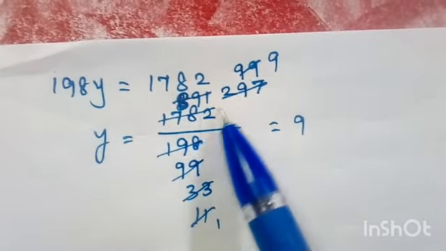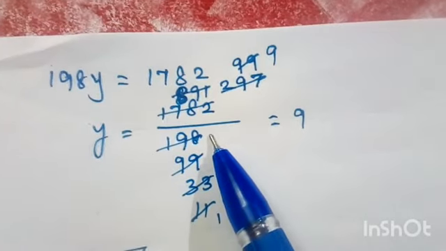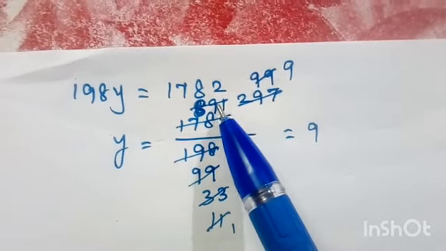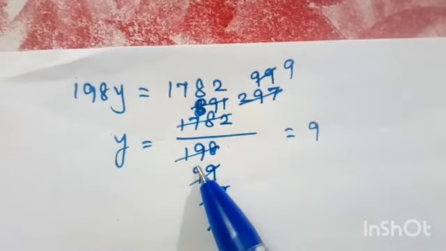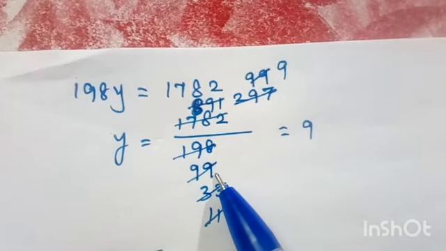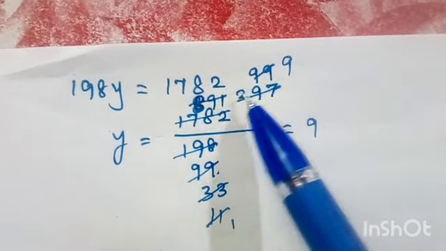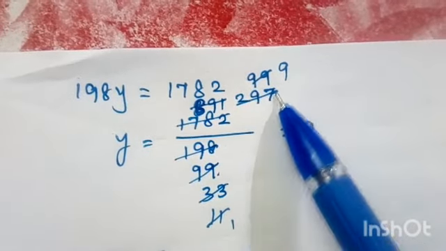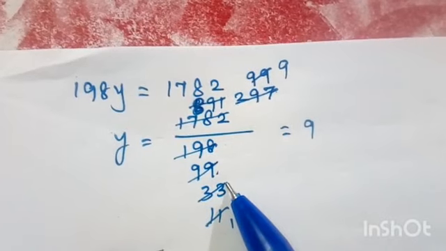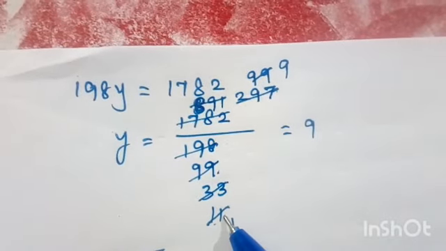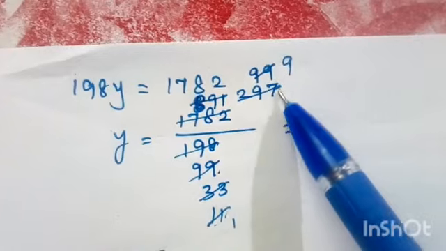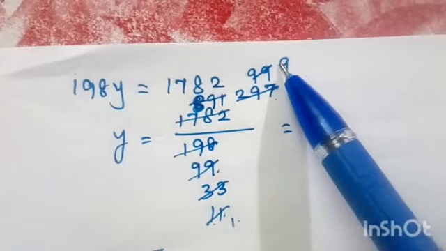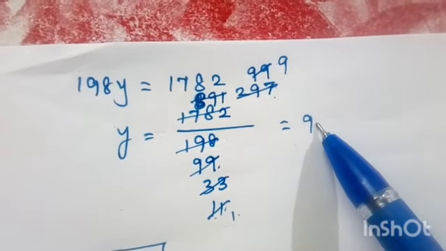y equals 1782 by 198. First I use the 2 table: 8 2s are 16, balance 1; 9 2s are 18. Both are divisible by 2 and 9 2s are 18. Then the 3 table: 2 3s are 6, balance 2; 9 3s are 27; 7 3s are 21. Dividing by 3 three times, then again the 3 table once, 9 3s are 27. Then finally the 11 table, 9 times. So y equals 9.